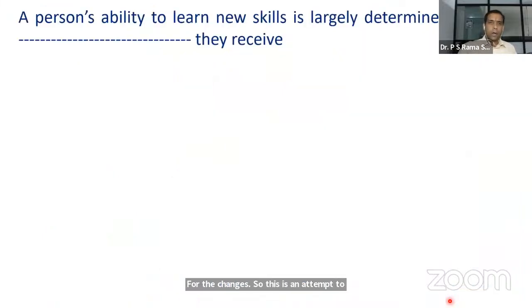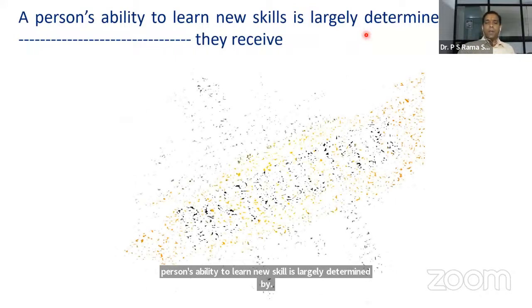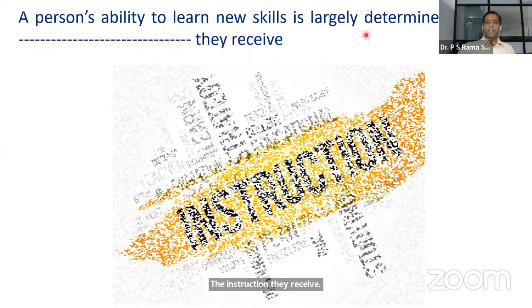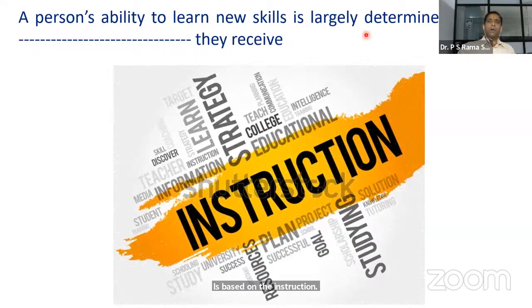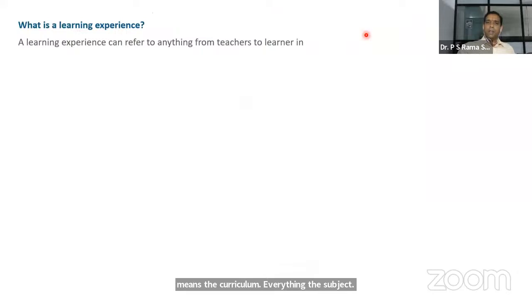So, encouraging better use of skills. Now a person's ability to learn a new skill is largely determined by the instruction they receive. How he is going to learn is based on the instruction. Instruction means the curriculum, everything, the subject, how everything is designed and how they receive it. So now, what is the learning experience? The learning experience constitutes everything which gets transferred from a teacher to a student. Let us be more general: from a teacher to a learner. It can be in a classroom.